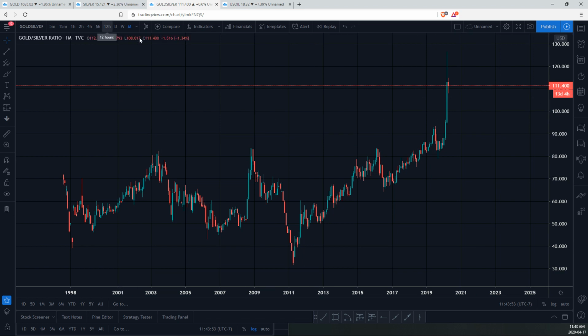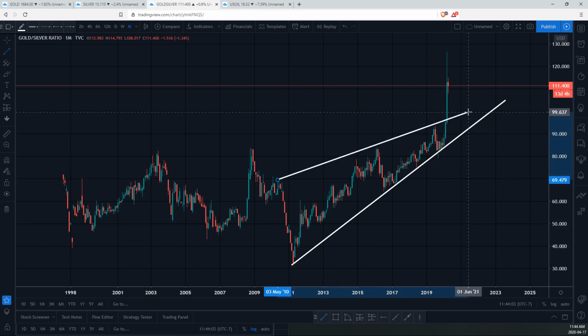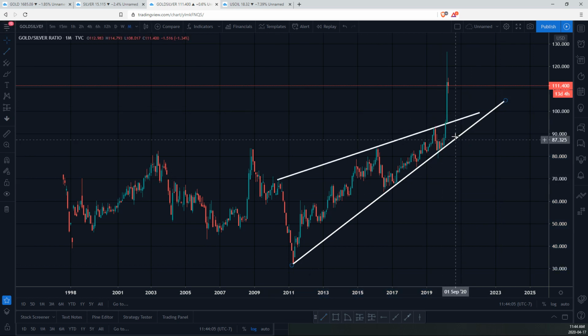So now let's look at this huge pump that we saw. Very simple TA. We have a nice trend line right here, and then we have another ascending trend line. You could put it at different areas, but I got this little nice wedge here, and then it had a massive, massive blow off top.